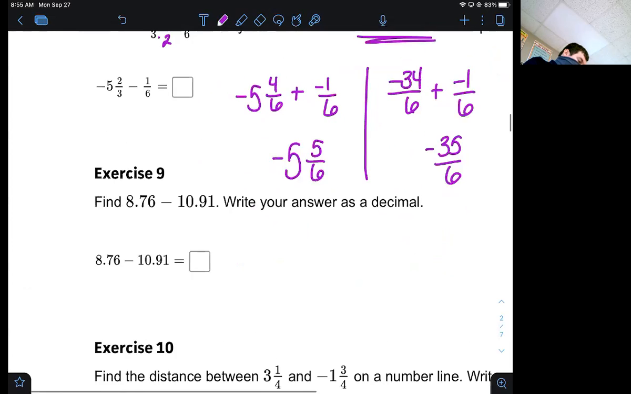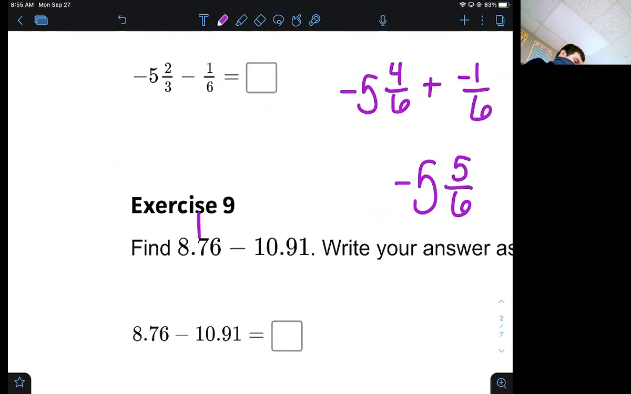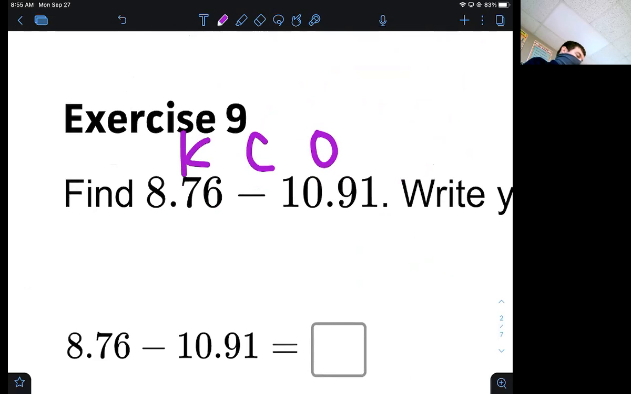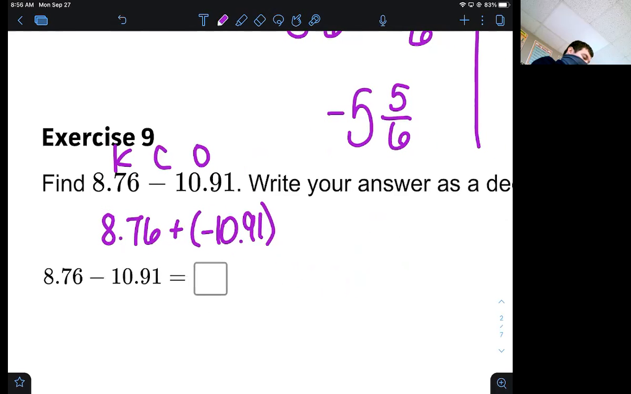Number 9 is a subtraction problem with decimals. That's going to be easier. I still need to use keep change opposite. Bryce, tell me what this problem would say after I convert it to an addition problem. That's right. Start with your larger number and put it on top. As we mentioned before, that's always a good habit to get into because sometimes you have to subtract even when it says add, like this one. Because you'll see they have different signs.